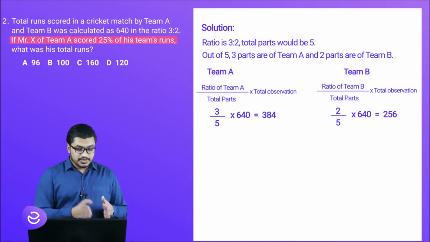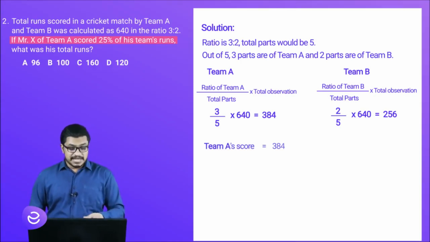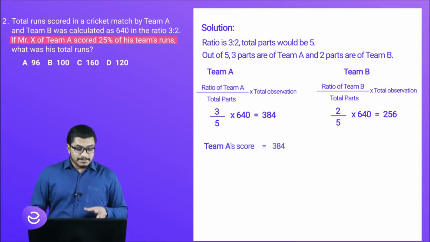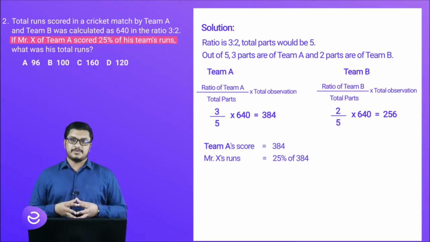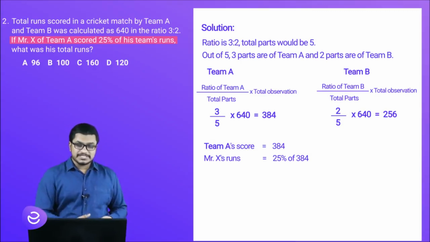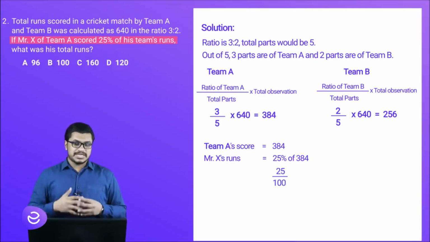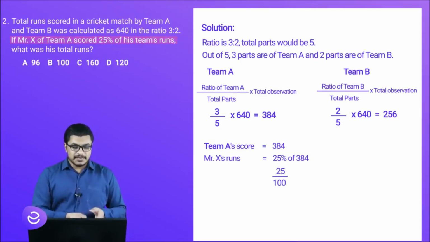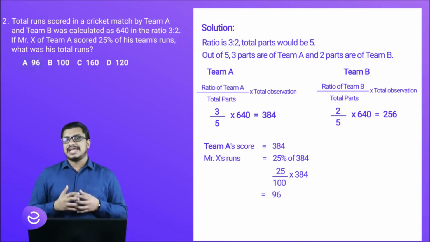So in the question it is said that Mr. X of team A scored 25% of his team's runs. So team A's score is 384. Mr. X's run is 25% of 384. So 25% means 25 by 100. Of can be transformed into a multiplication sign. So 25 divided by 100 times 384. When we calculate it, we get the answer as 96.